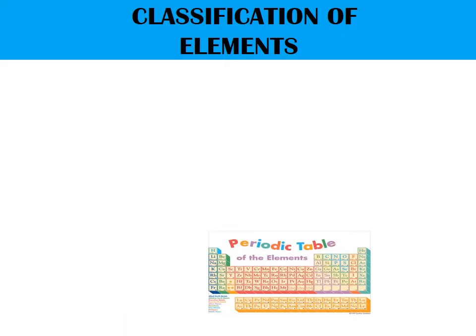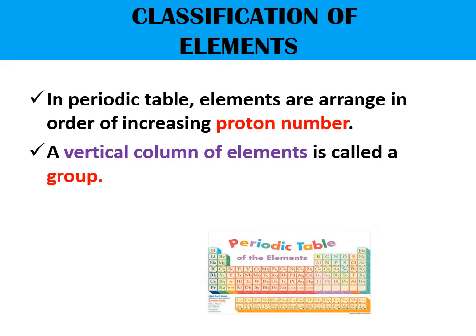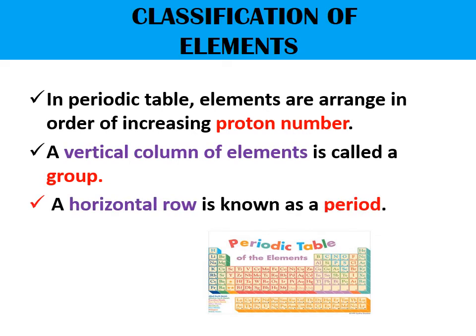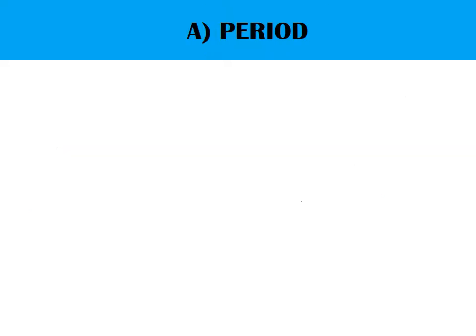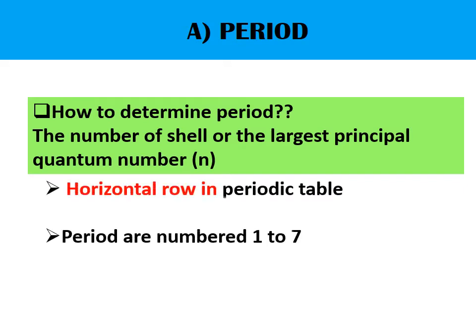As we know, in the periodic table, elements are arranged in order of increasing proton number. A vertical column is called a group and a horizontal row is known as a period. To determine the period, we look at the number of shells, or the largest principal quantum number, in the electronic configuration. Periods are numbered from 1 to 7.